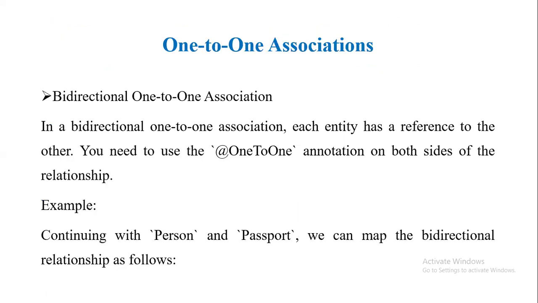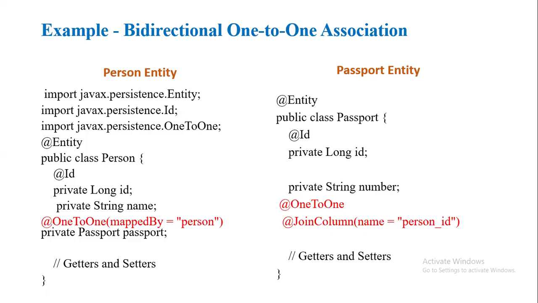The next one is the bidirectional one-to-one association. In a bidirectional one-to-one association, each entity has a reference to the other. You need to use the @OneToOne annotation on both sides of the relationship. If we continue with the same example of Person and Passport entities, we can map the bidirectional relationship as follows. You just see here the same code, but in the previous example, on the Person side we used only @OneToOne as an annotation, whereas here we have used @OneToOne(mappedBy = "person"), because we have referenced both sides, that is, it is referenced as bidirectional.